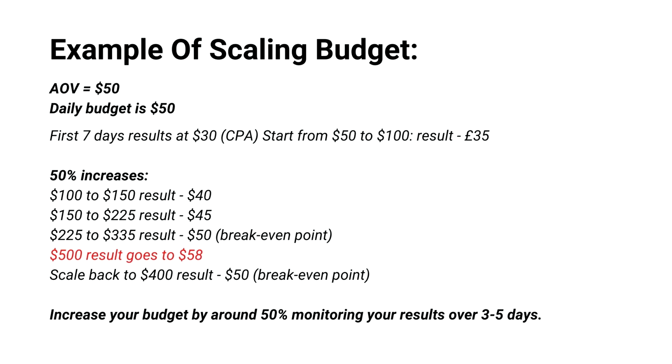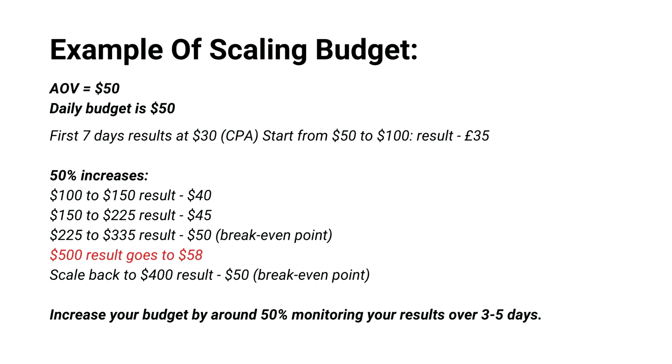Now let's say you increase to $500 a day and your cost per result goes to $58. For some people, making a loss isn't much of a problem because they do make it back up from additional offers and having a strong back-end process. But what you can do here is just scale it back to $400, and then your cost per result may go down to $50 at the break-even point again.